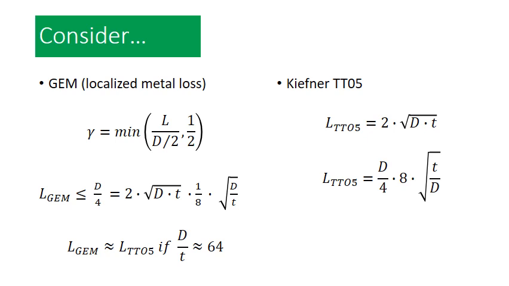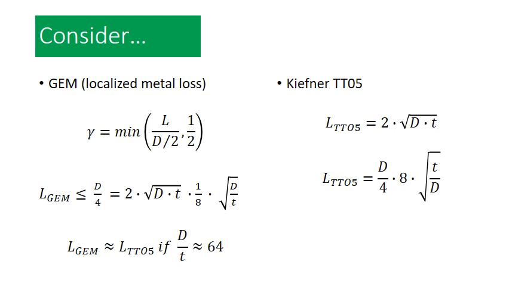Now, I will point out that if the GEM model is, I'll say, more correct than the Kiefner model, then I would predict that if we had a pipeline failure with a higher D over T ratio, higher than 64, so a very large diameter and a very thin wall thickness, that would actually predict a longer flaw length limit than 2 root Dt. We might get up to, say, 3 root Dt, which would go against the Kiefner limit. Unfortunately, I don't have any data to confirm this one way or the other.